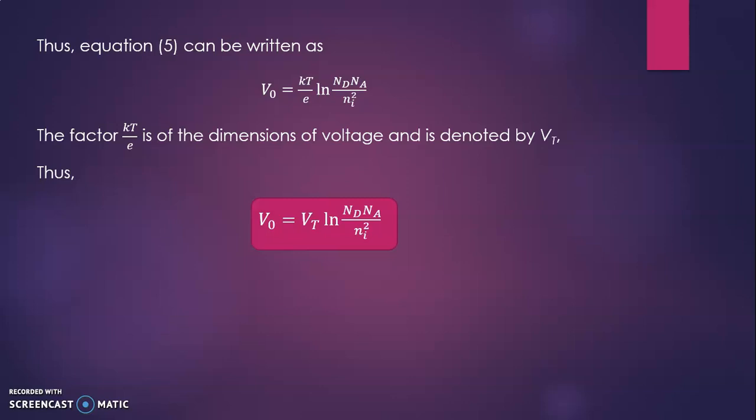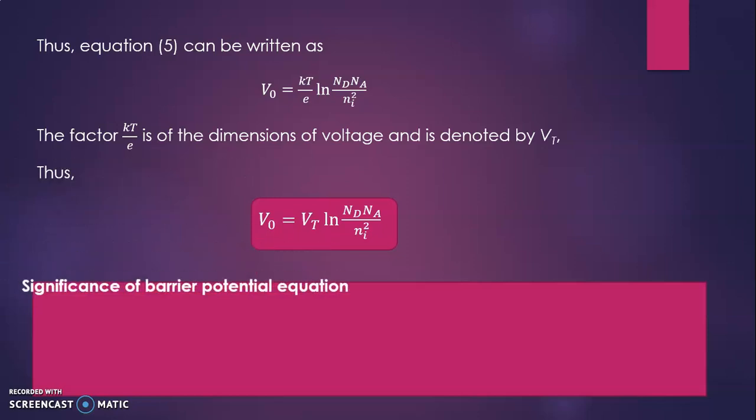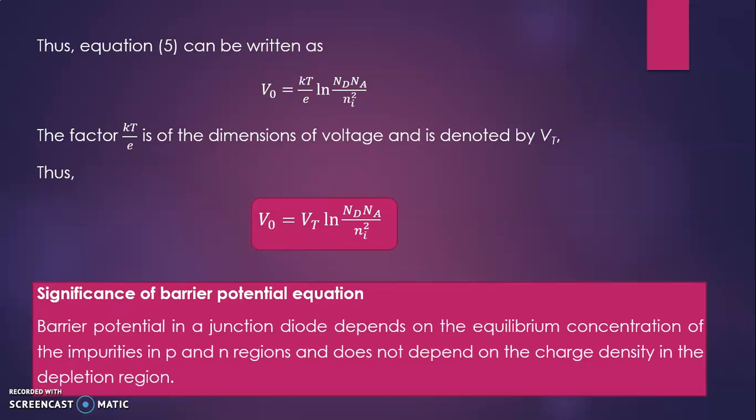From this equation, we can conclude the significance of the barrier potential equation. The barrier potential in a junction diode depends on the equilibrium concentration of the impurities in the P and N regions and does not depend on the charge density in the depletion region. I am repeating this again: the barrier potential of a junction diode depends on the equilibrium concentration of impurities in the N and P regions and does not depend on the charge density in the depletion region.